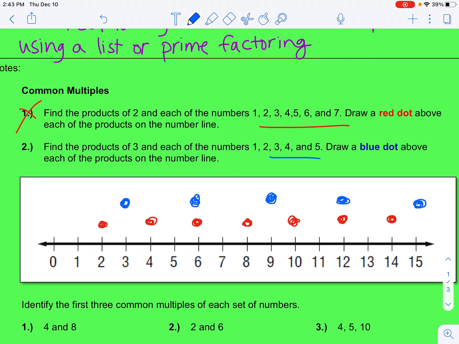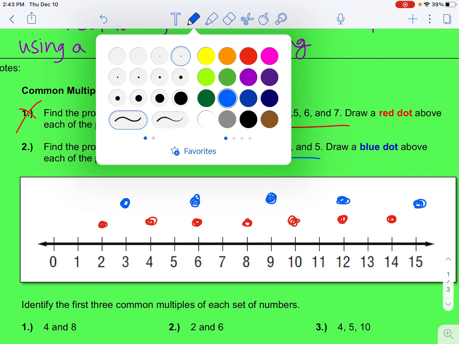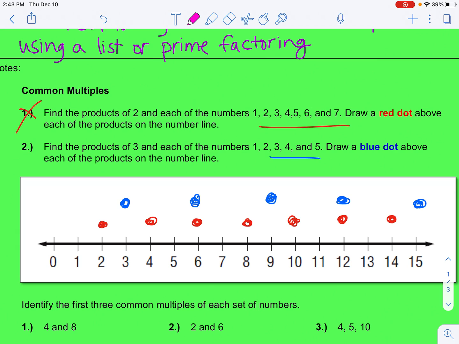Alright, so now when we're looking at our multiples of 2 in red and our multiples of 3 in blue, we need to figure out which ones are the same. Well, they both share 6, and they both share 12. And if we would keep going, they would also be sharing more. So some common multiples are 6 and 12. Alright, so now let's practice some.